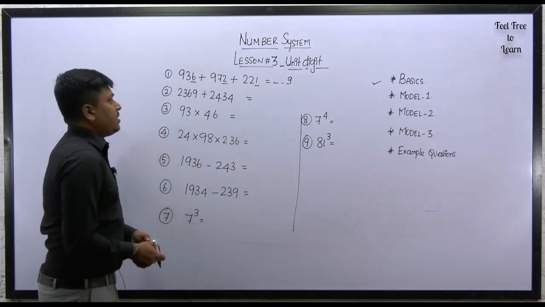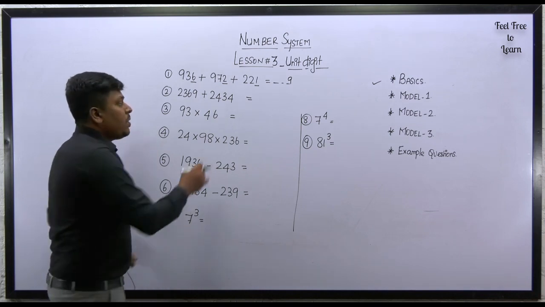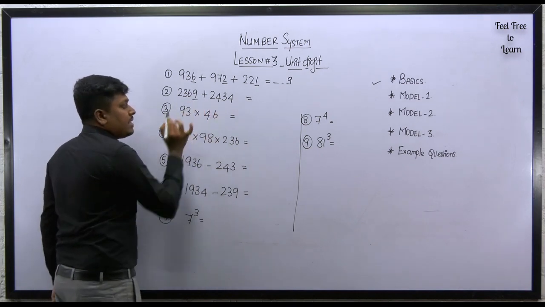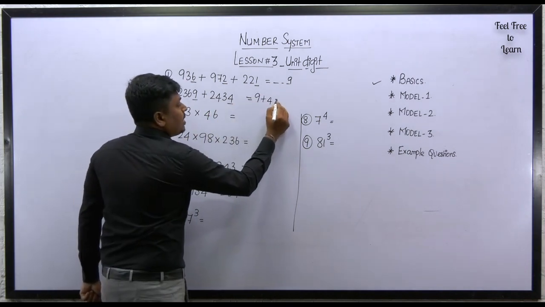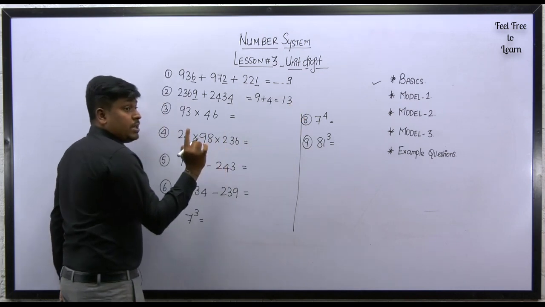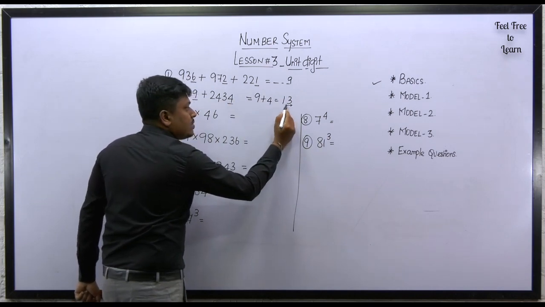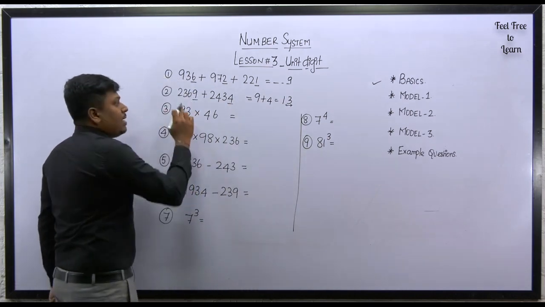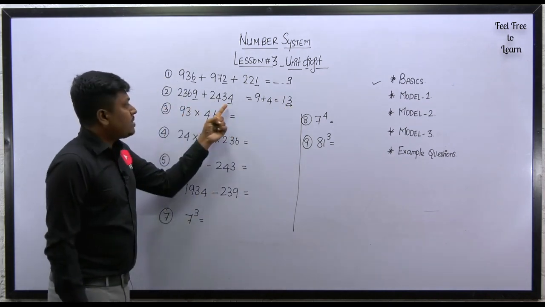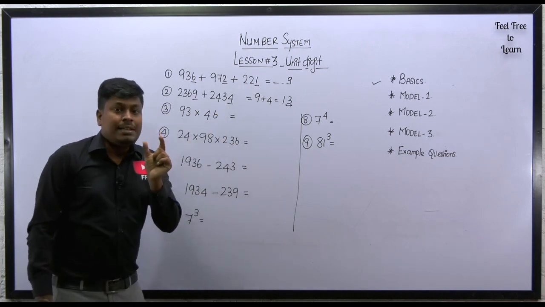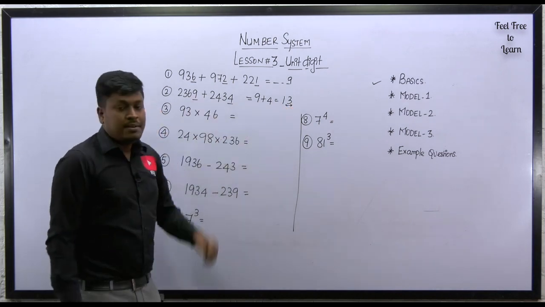Understood friends? Second question: 2369 plus 2434. We need to find the unit digit. The last digit here is 9, and the last digit here is 4. So 9 plus 4 is what? 13. Just listen carefully, we got 2 digits. So 13. Whatever the last digit of the final answer is, it is 3. So we can say that the unit digit of these numbers will be 3. Friends, got it or not? 9 plus 4 will be 13, and in that number 13, the last digit is 3. So the unit digit of the final answer will be 3.